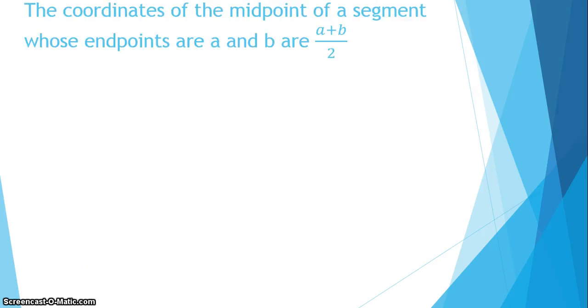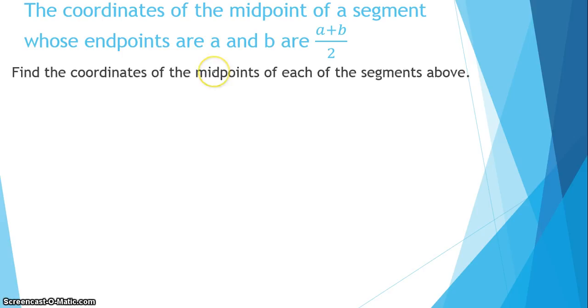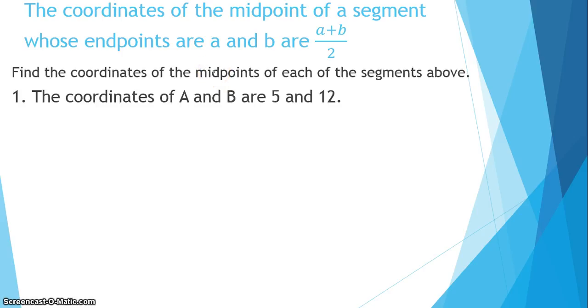Next thing we're going to look at is finding midpoint when we're looking at a number line. So that is the formula for it, A plus B divided by 2. We are going to use that formula to find the coordinates of the midpoint. I do want to show you first without the formula. If I'm looking at my number line again, so let me make sure I get all of these points on here. So A is at 5, B is at 12.